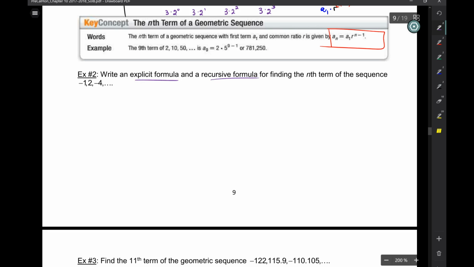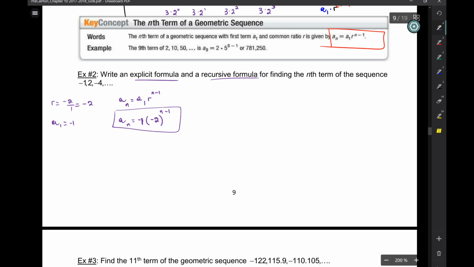Explicit formula, recursive formula. We know how to do this now. So here we go. We're going to figure out what R is. In this case, R is negative 2 over 1, which is negative 2. A1 is negative 1. So the explicit formula, the general form, is AN equals A1 R to the n minus 1. So AN then would be negative 1 times negative 2 to the power of n minus 1. And whether you write that like that or just with a minus in front, it's up to you. But basically, this is the explicit formula.